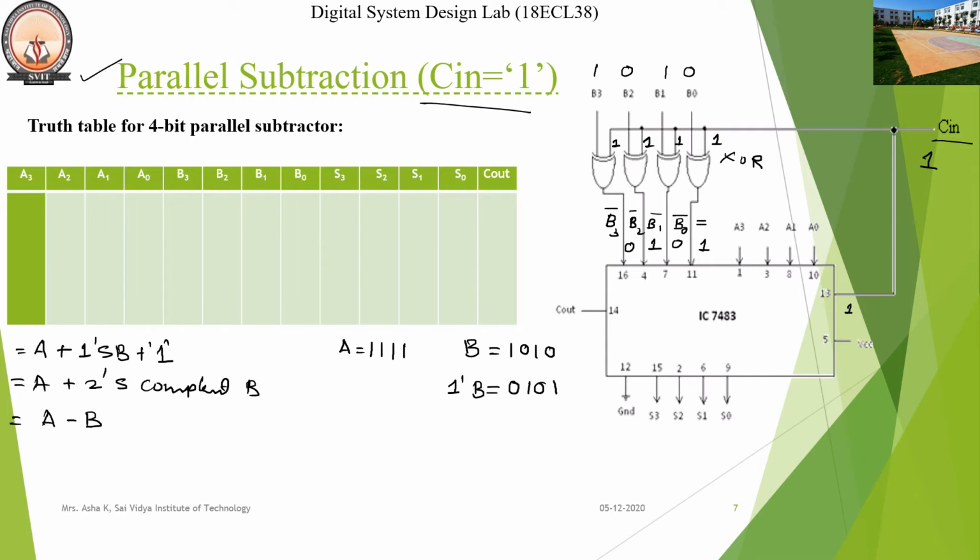Then we are going to add a Cin bit 1 to it. When I perform the Cin bit 1 to it, this is 1 plus 1. The sum is 0. Carry is equal to 1. Now carry will be 1 plus 0 is 1 here, and again produces the carry 0.